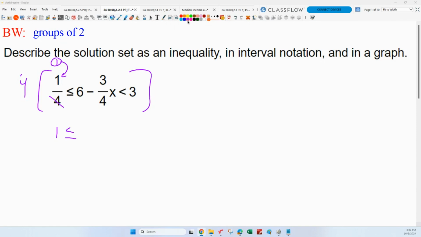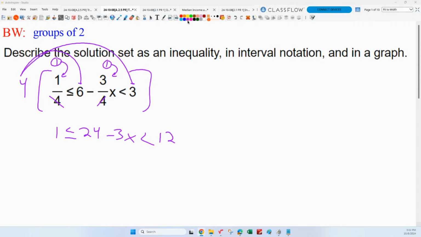We got to distribute the 4 to the 6. That's just regular distribution, so that's 24. And then again, 4 over 4 reduces to 1 times negative 3 is negative 3x, right? We got an x there. And then finally, don't forget to distribute that 4 all the way over to the 3, and we get 12.